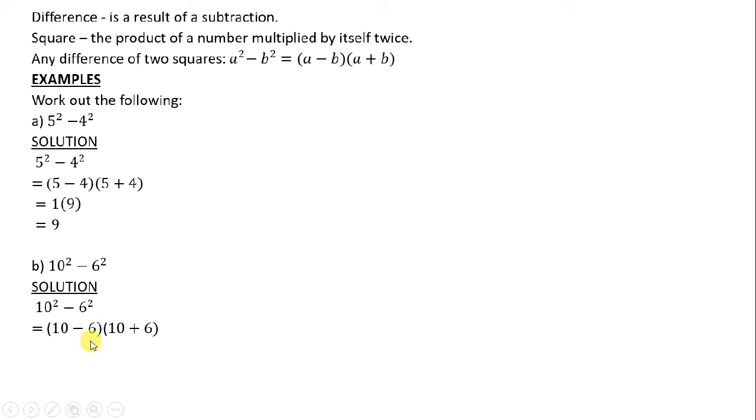If you subtract 10 minus 6, you are going to get a 4. 10 plus 6 will give us a 16. If you multiply 4 times 16, you get a 64. That is our answer. We continue.